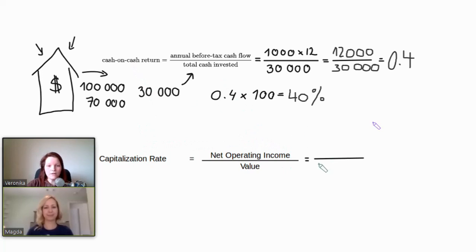So the value can stay the same, 30,000. But what happens here? If we talk in net income, it means we have some expenses. Yeah, we get some money, 1,000 here, 1,000 there, but we have expenses such as maybe paying off the mortgage.